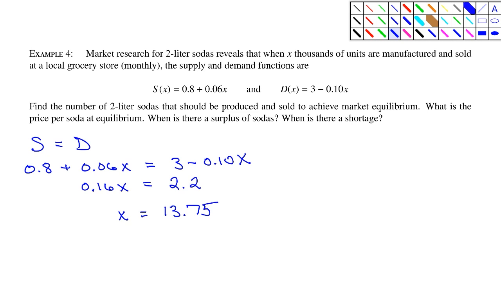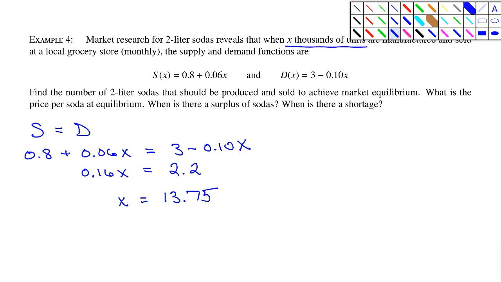Now here's the kicker, right? X was in thousands of units. So it's okay to have a decimal here. And the actual number of 2-liter bottles that are going to be sold, so number of 2-liter sodas, is actually 13,750. Because we multiply that by thousands in order to get the actual quantity.